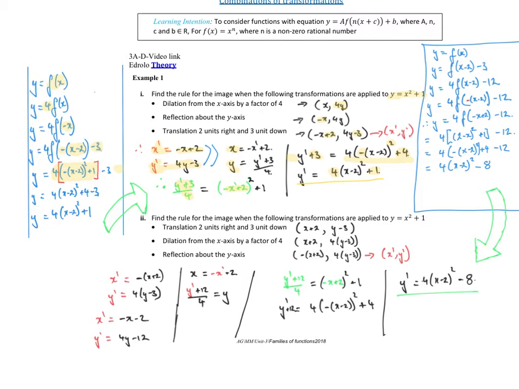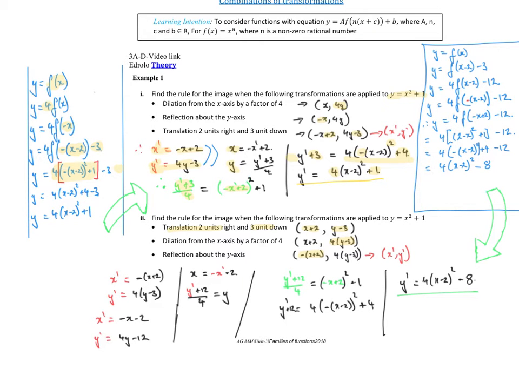Same thing, same set of transformations, but they're in a different order. So what impact does that have? Well, let's have a look. 2 units right, 3 units down. So we add 2 to the x value, we subtract 3 from the y value. Dilate from the x-axis by a factor of 4, which means the y coordinate gets multiplied by 4. So the whole thing gets multiplied by 4. Reflect about the y-axis, the x coordinate gets multiplied by negative 1. So the whole thing gets multiplied by negative 1.